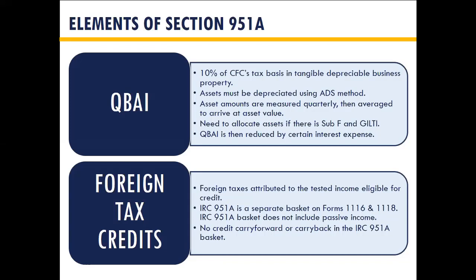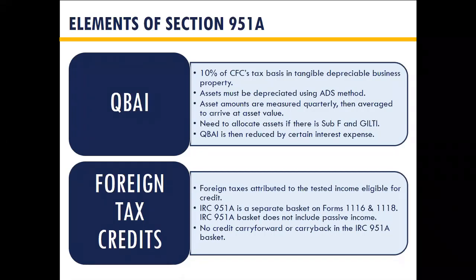So if you go through all those mechanics and you end up with $100,000, let's say, of a floor, but the foreign corporation's deducting $200,000 of interest expense, that $200,000 is going to completely eliminate our floor, and so we'll have zero as our floor. So interest expense plays a really key role in determining how much GILTI is coming back to the U.S.